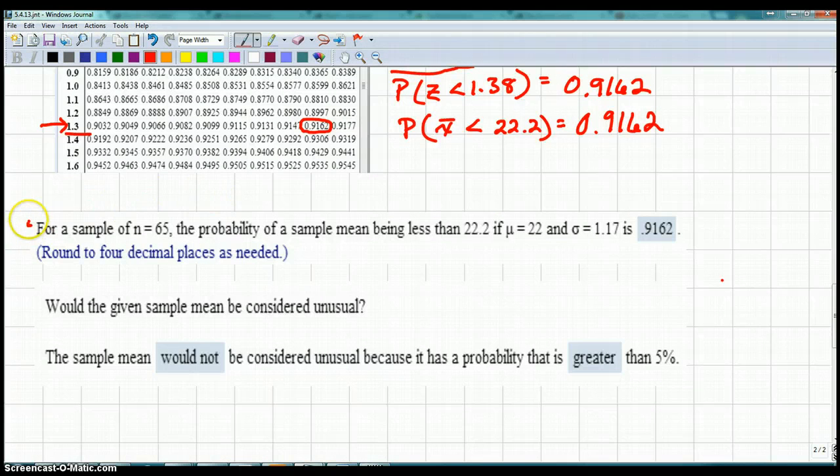So right here in my stat lab, the question is for a sample of n equals 65, the probability of a sample mean being less than 22.2 if mu equals 22 and sigma equals 1.17 is 0.9162. The follow-up question to that is, would the sample mean be considered unusual? Well, the answer is the sample mean would not be considered unusual, because it has a probability that is greater than 5%. If you remember from the discussions in the textbook, it's only considered unusual if it's less than 5%, or 0.05.